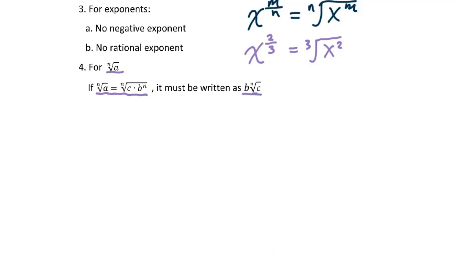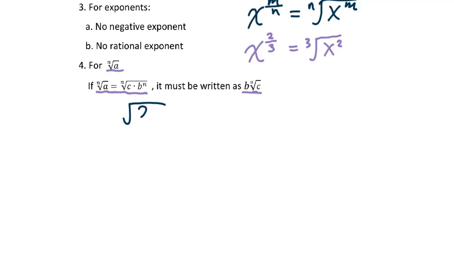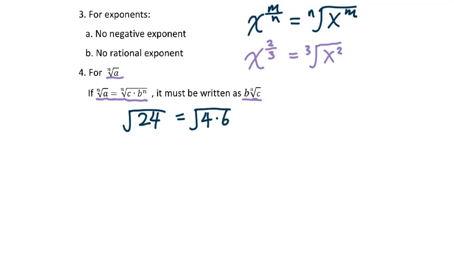In other words, let me talk about that. If I have the square root of 24, for 24 I can write two factors containing a perfect square number. That's 4 times 6. Since this 4 is 2 squared, the square root of 4, you have to take a 2 out. Then 2 square root of 6. That's the meaning of that.